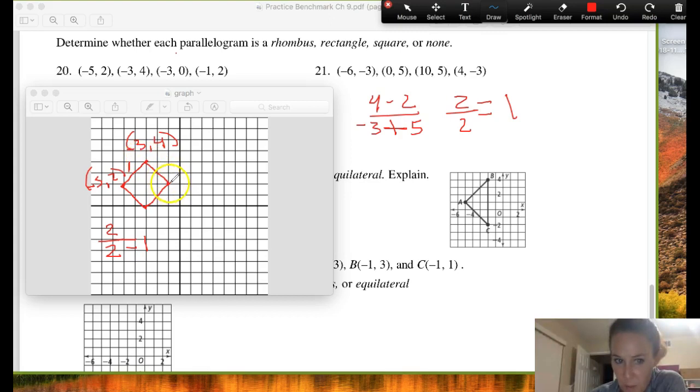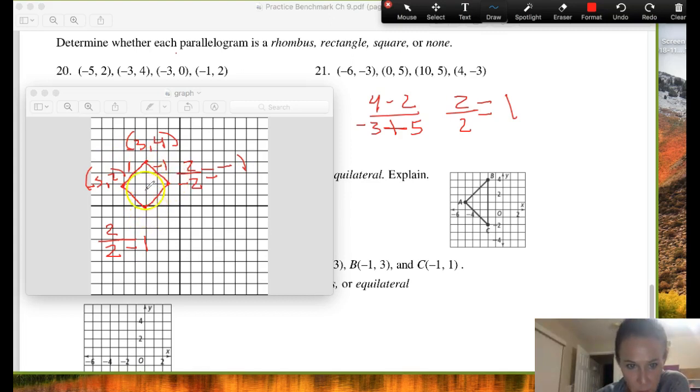From this point to this point, you go up 2, but you go back 2, 1, 2. So that's rise, run back. So that would be rise 2, run back 2. So that is -1. So this slope here is -1. These are opposite reciprocals.